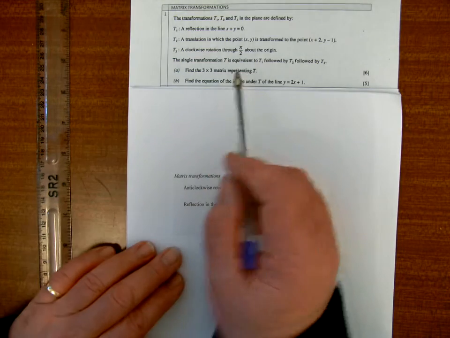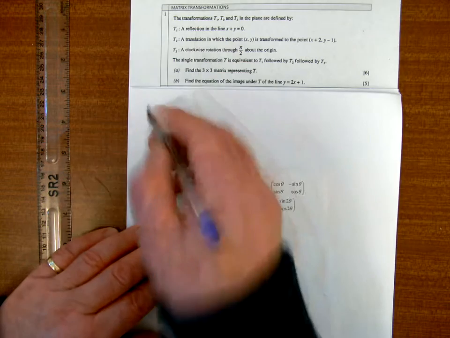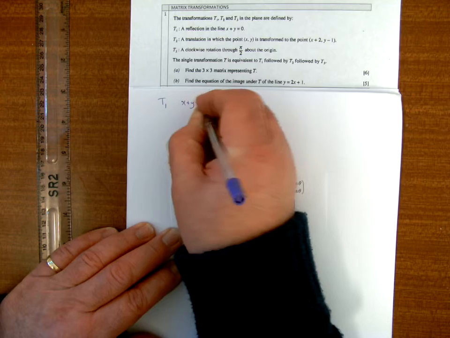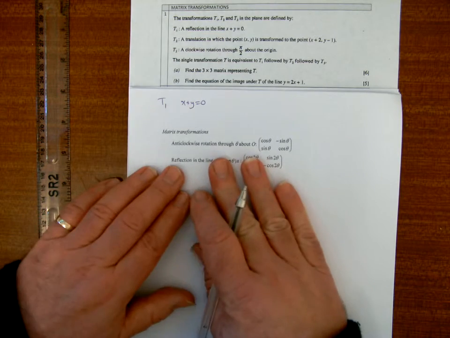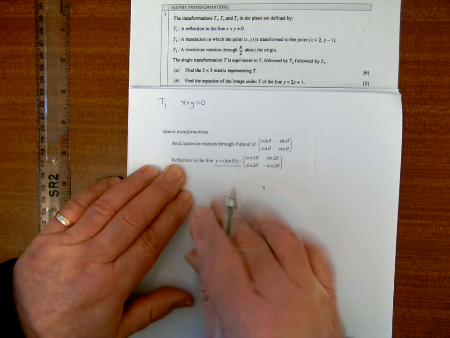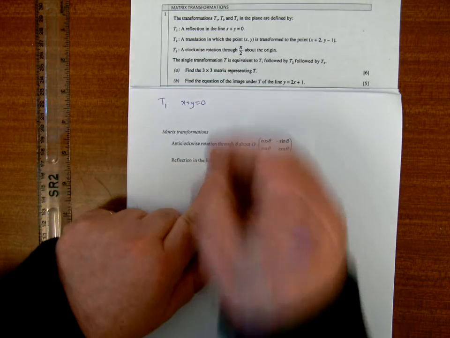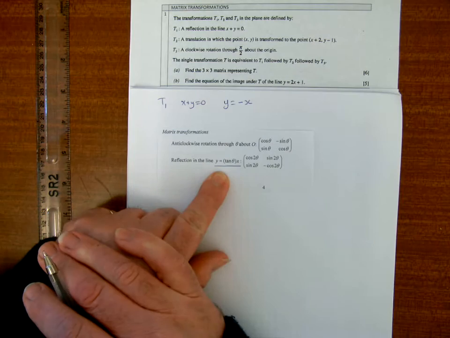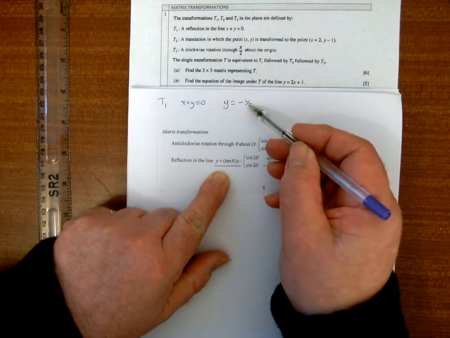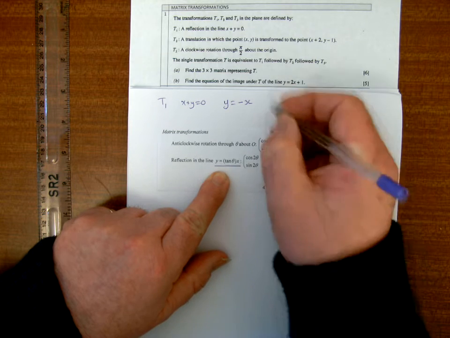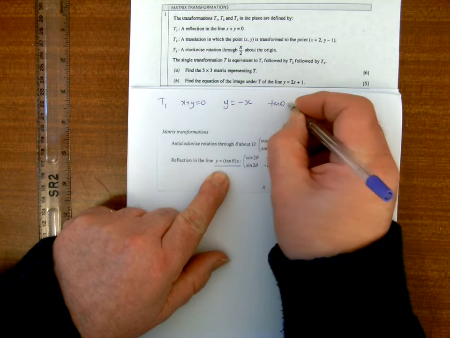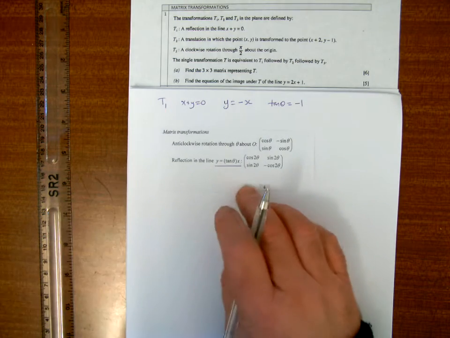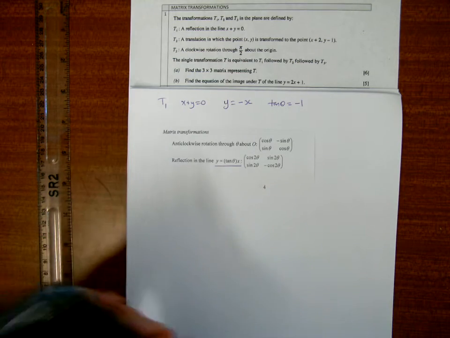So T1, I'm given three transformations in here. T1 is a reflection in the line x plus y equals 0. Your first job here is to rewrite that line so it resembles y equals tan theta x. So we go y equals minus x. Comparing the two lines, y equals minus x with y equals tan theta x, that tells me that tan theta is going to equal minus 1. So I can now get my value of theta.